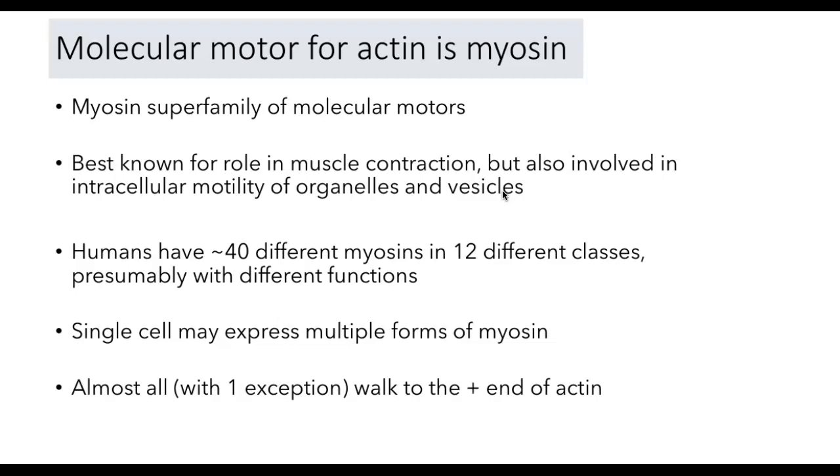In microtubules, we saw that there were two different kinds of molecular motors, kinesin and dynein, one that walked towards the plus end and one that walked towards the minus end. But almost all myosins, there's only one exception, walk to the plus end of actin. So when you think about myosin, think about it as being a plus-directed motor.